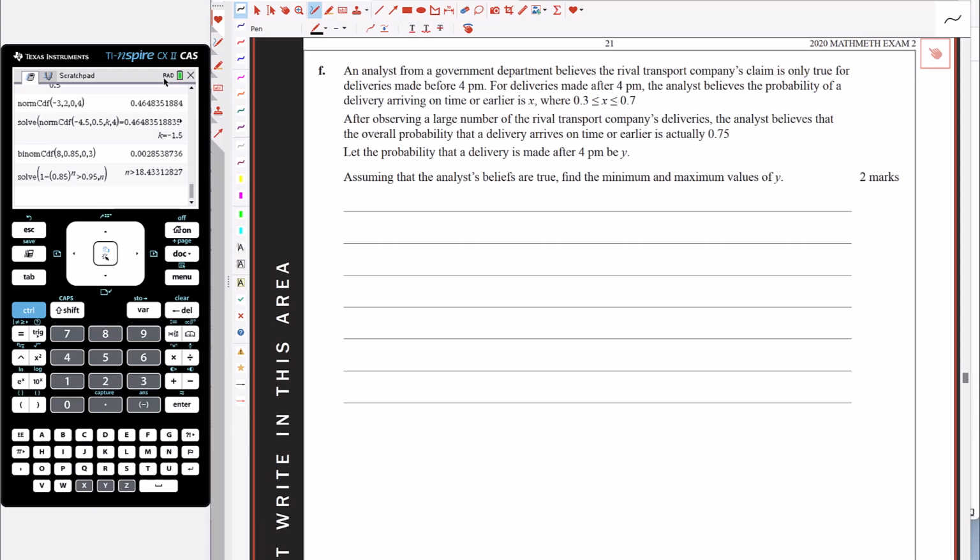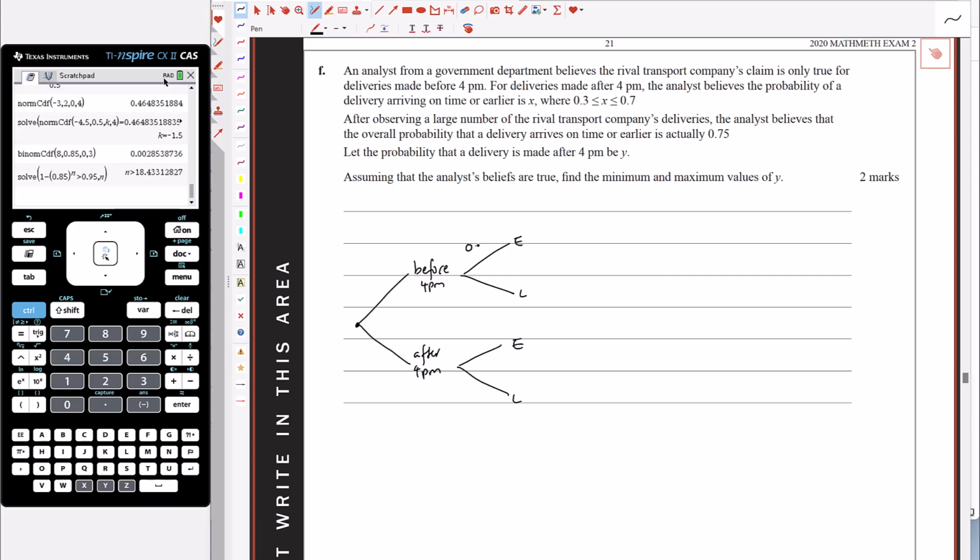Okay, sorry. So after observing a large number of the rival transport companies' deliveries, the analyst believes that the overall probability, so that's both before 4 p.m. and after 4 p.m. Okay, so we need to think about a tree diagram situation here. So we have two things happening. Maybe that's not quite what I need to do, but this is where my head's going to start. So before 4 p.m., after 4 p.m., early or on time or late.